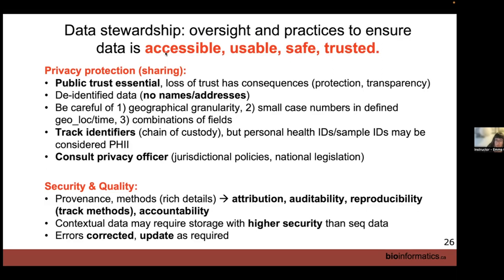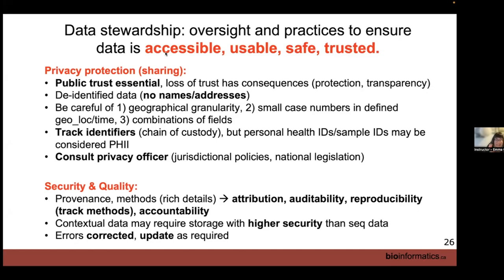You also don't want to share identifiable information, which can jeopardize people's privacy, but holding back too much information makes it seem like you're not being transparent and that you're trying to hide things. So here are some basic rules of thumb. Only use de-identified data in your analyses. That means no names and addresses. Be careful of geographical granularity. Watch out for small case numbers in particular locations at the same time. And watch out for combinations of different fields.